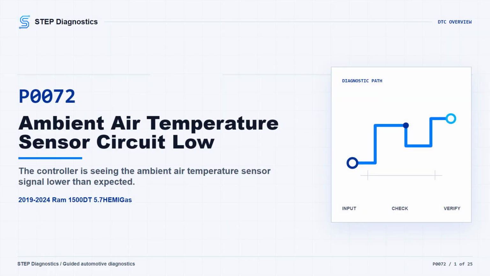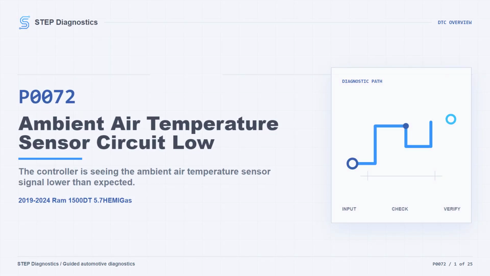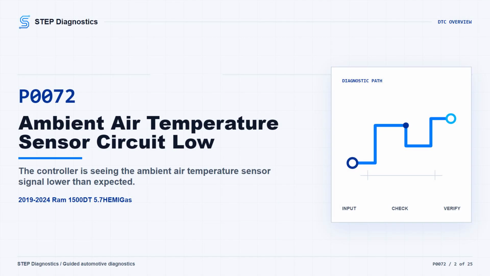On this Ram 1500 with the 5.7 gas engine, P0072 is an ambient air temperature sensor signal circuit low fault. In plain terms, the controller may be seeing the outside air temperature signal pulled too low. The driver may notice an incorrect outside temperature display, and depending on how the vehicle uses that data, related comfort or powertrain decisions can be affected.